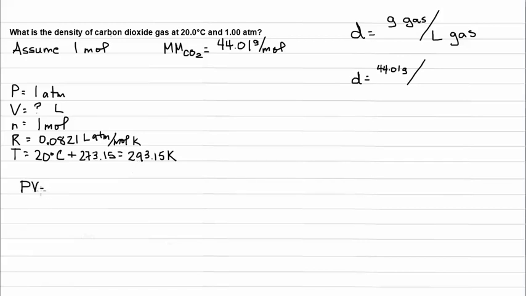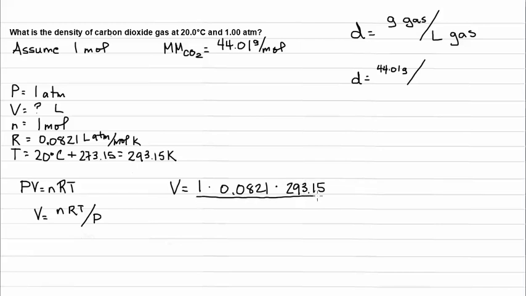I like to rearrange the gas law equation before I plug numbers in. So in this case, divide both sides by P. The volume of the gas is equal to the moles times the gas constant times the temperature divided by the pressure. As long as all of my units make sense and are correct when I've written them down up here, then I don't have to worry about writing them down in the gas law equation. So volume is going to be equal to 1 mole times 0.0821 times 293.15 divided by 1. The volume of this gas is 24.1 liters.